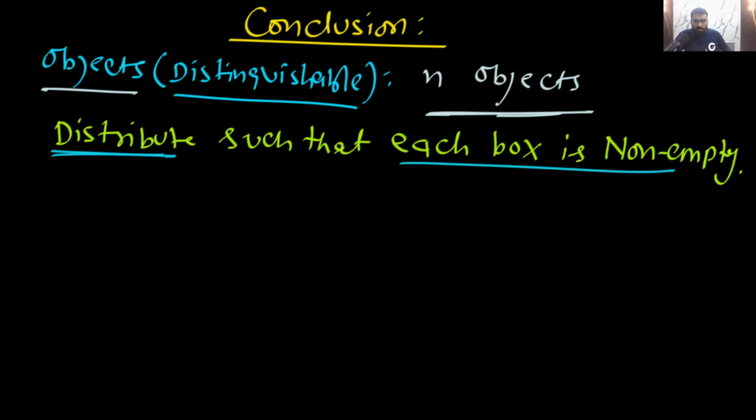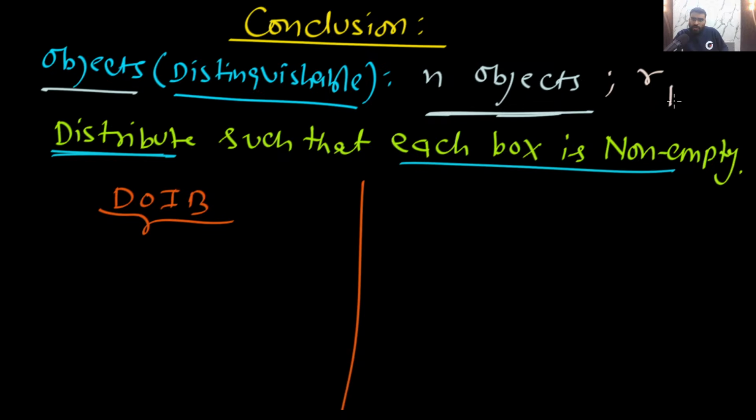Now in this situation, please understand, remember DOIB. So you have some boxes. Let's assume these are the objects, and let's assume there are a total of R boxes. Now you can easily see in DOIB all these boxes are basically the same. Yes or no?